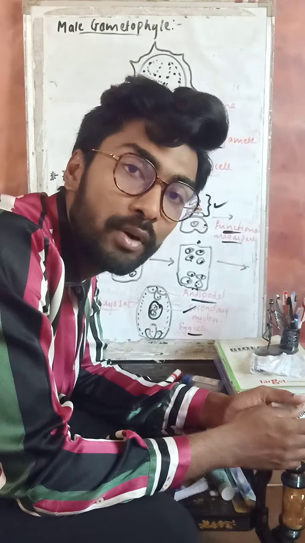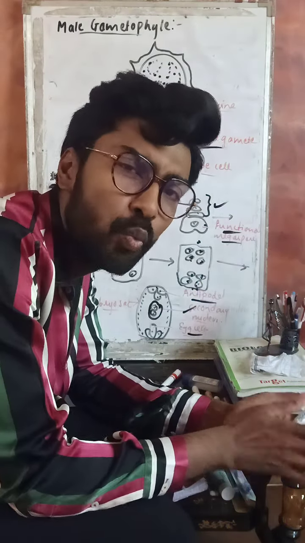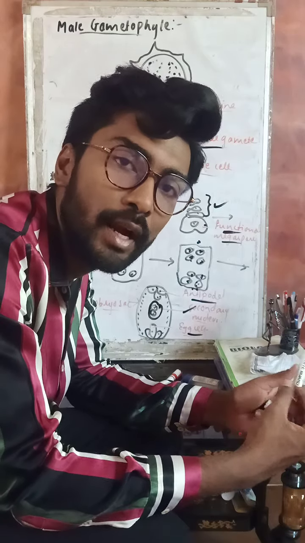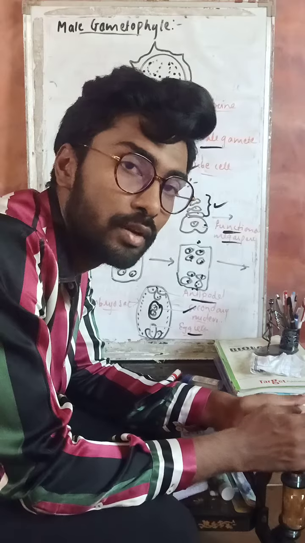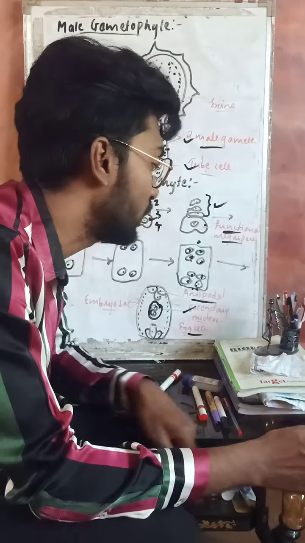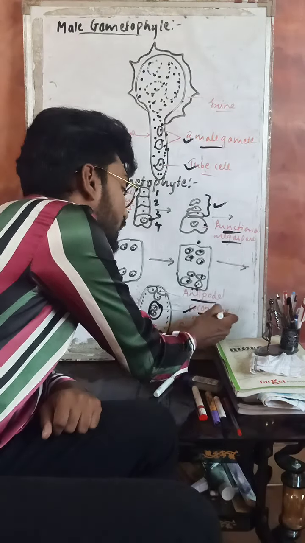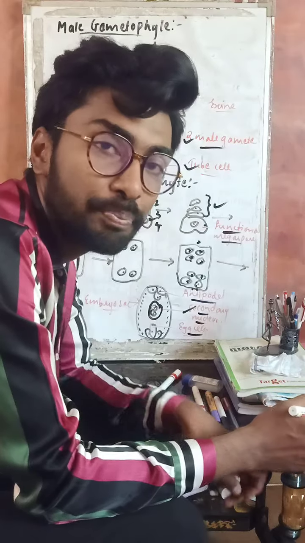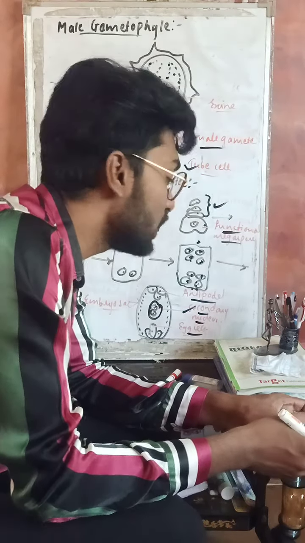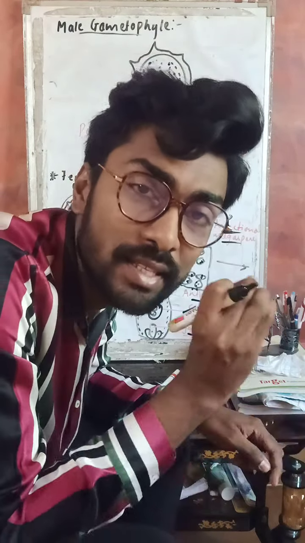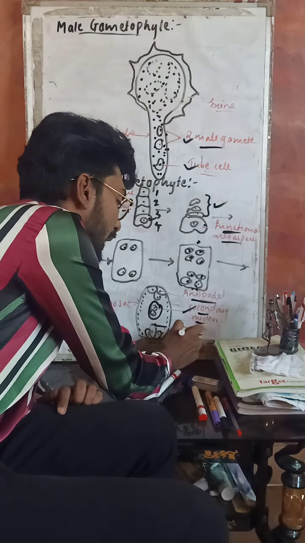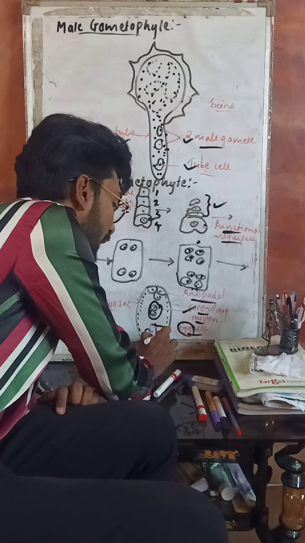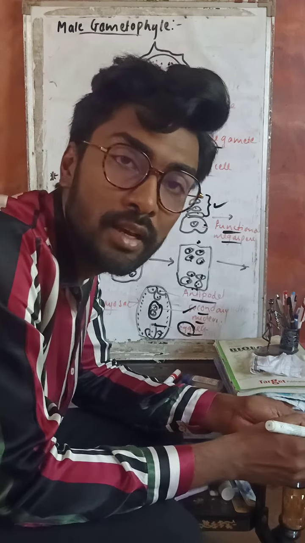Now, these antipodal cells are generally degenerative. Once fertilization takes place, they undergo degeneration, and that's why they are called degenerative cells. The secondary nucleus is diploid in nature, and the third one is the egg apparatus. Inside the egg apparatus, the central cell is called the egg cell, and the 2 flanked cells are called the synergid.